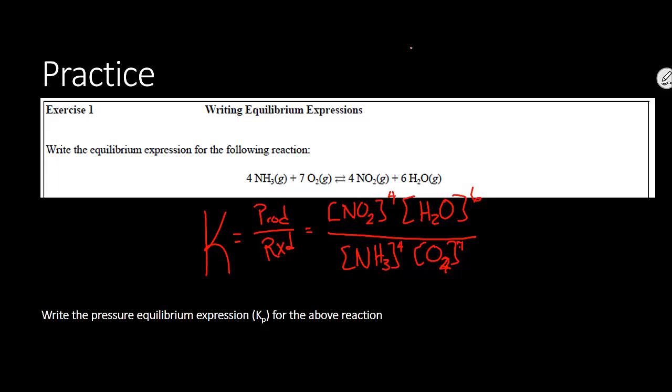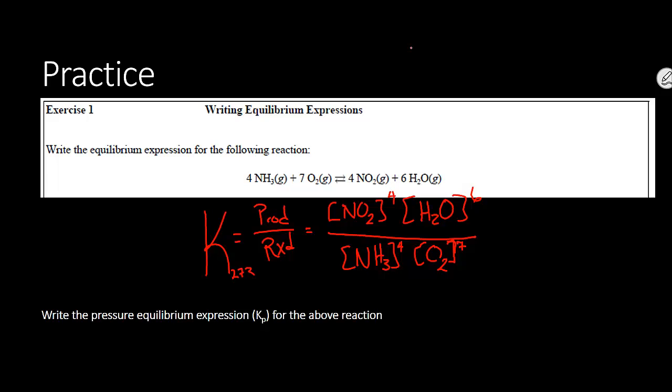raised to the 7th. Professor, you just made a huge thing about how we don't include water. Yes, I did, Sunshine, but I was talking about pure liquid water. This is vapor. This is water vapor. It's a gas. So we do include gases because a change in the concentration of a gas will have a massive difference in terms of the pressure. So here is our equilibrium expression for this reaction at a given temperature.